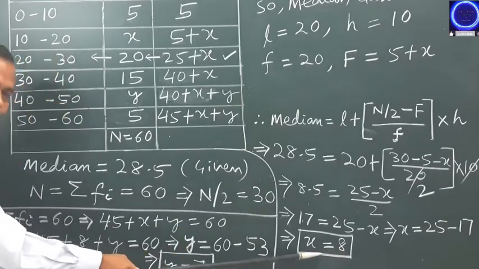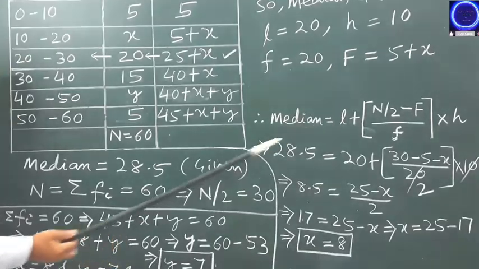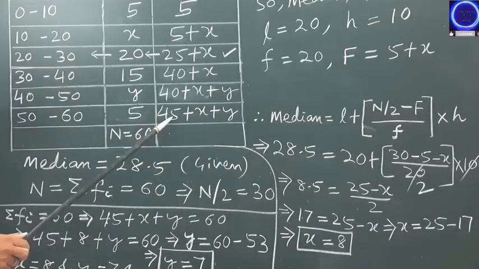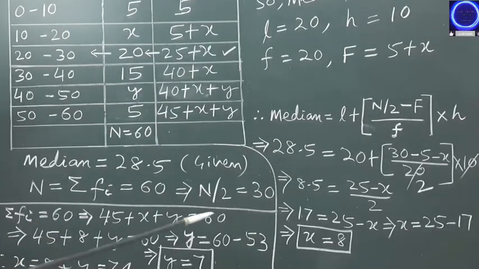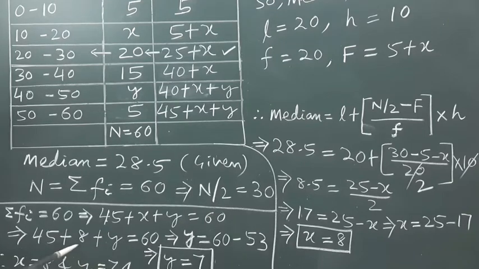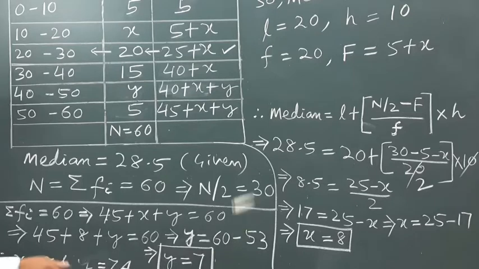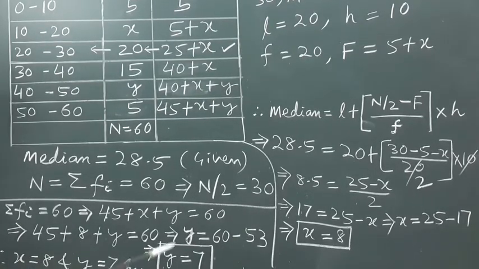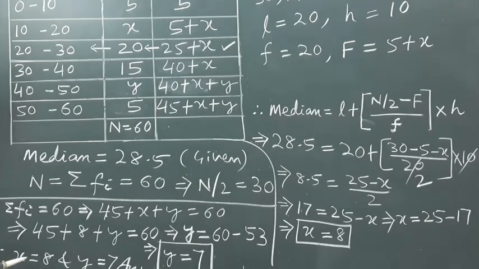Now we have to use the value of x in sigma fi to get the value of y. You know sigma fi is 60, this implies 45 plus x plus y equals 60. Put the value of x as 8: 45 plus 8 plus y is 60. This implies y is 60 minus 53, since 45 plus 8 is 53, so y is 7. Therefore, you can conclude x is equal to 8, y is equal to 7.